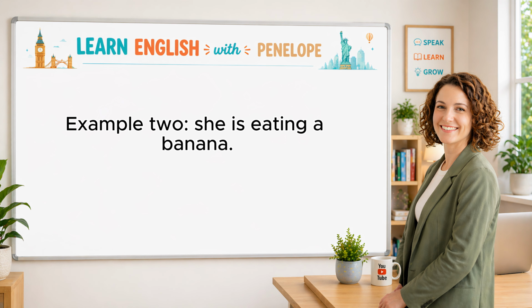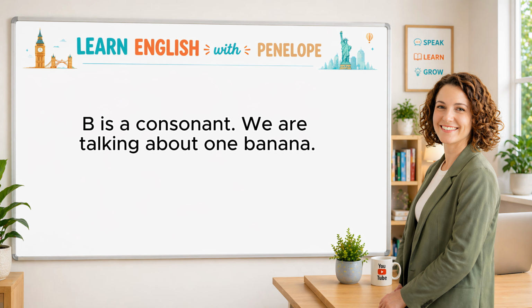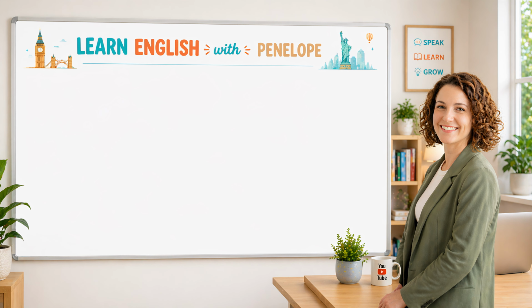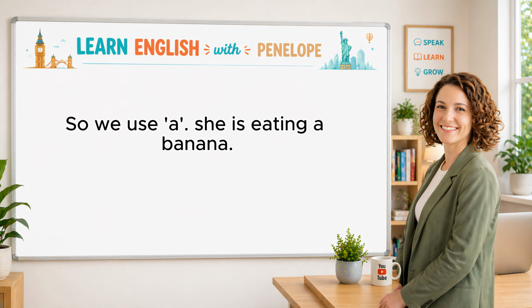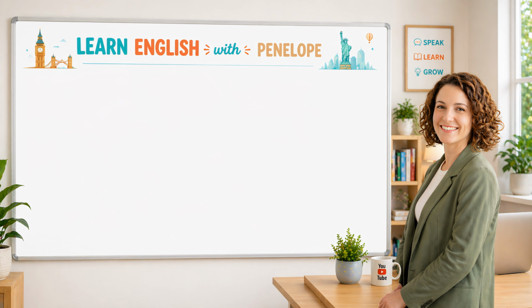Example 2. She is eating a banana. The word banana starts with B. B is a consonant. We are talking about one banana, so we use "a." She is eating a banana. Example 3. He has a car. The word car starts with C. C is a consonant. One car. So we say he has a car.